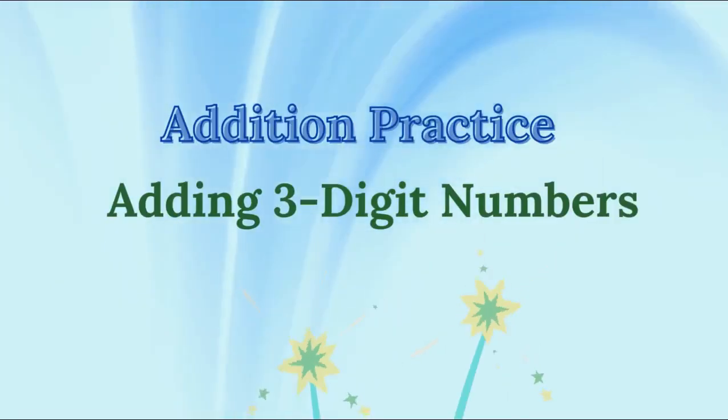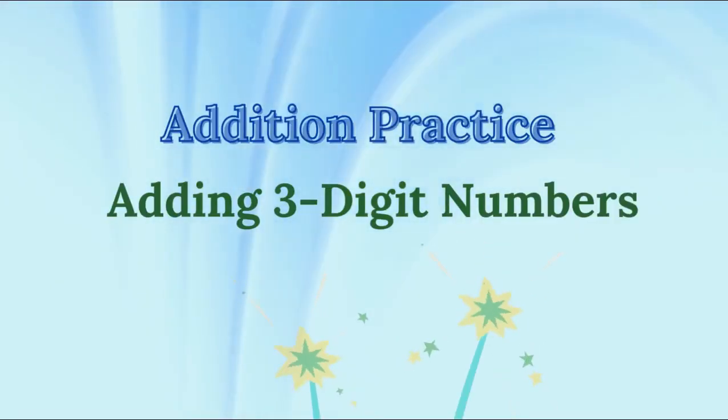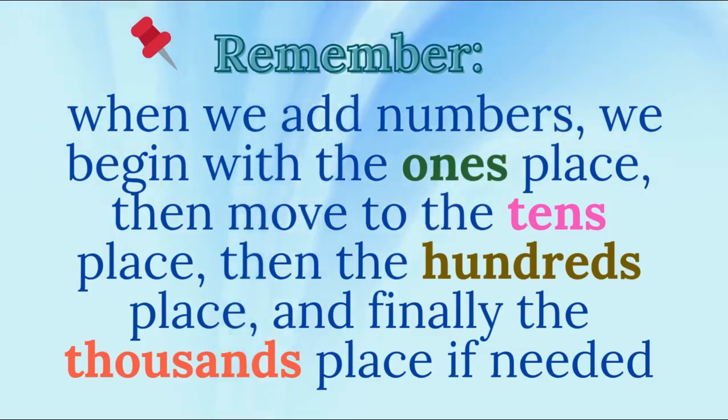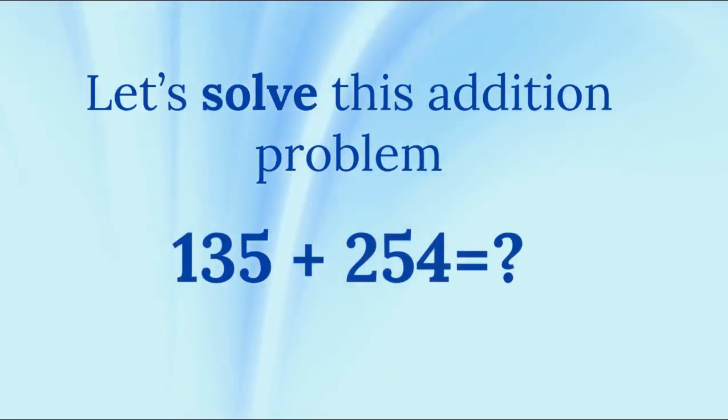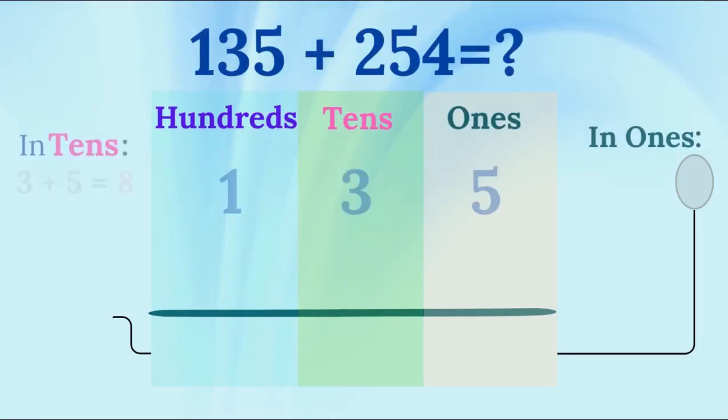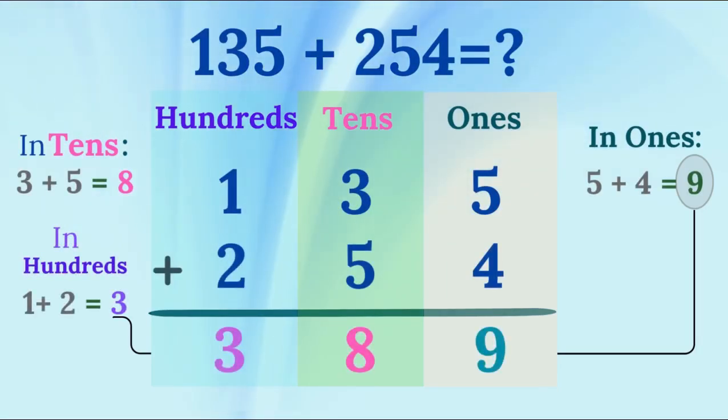Addition practice. Adding 3-digit numbers. Remember, when we add numbers, we begin with the ones place, then move to the tens place, then the hundreds place, and finally the thousands place if needed. Let's solve this addition problem, 135 plus 254. We stack the numbers so that the ones, tens, and hundreds are lined up. The ones place is on the right, the tens place is in the middle, and the hundreds place is on the left. We begin by adding the ones place.